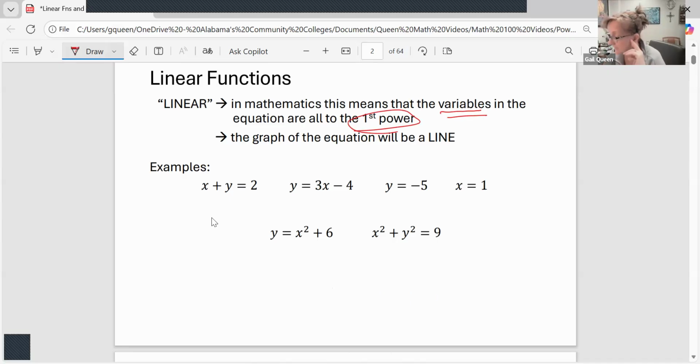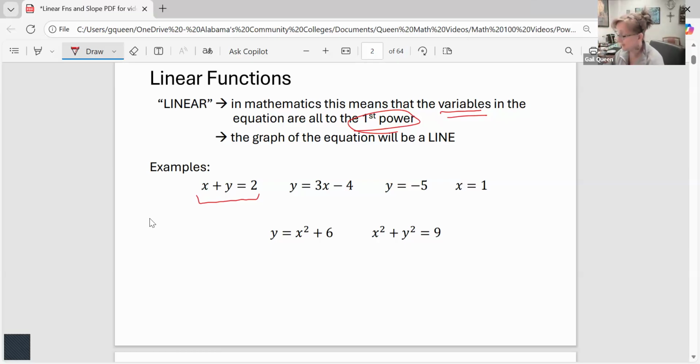So if we start looking at these examples I have on the screen, you've got the first example here, x plus y equals 2. Notice how x is to the first power and y is to the first power, because both of the variables in the equation are to the first power. We know this is a linear equation, and when I graph it, I'm going to get a straight line. Similarly, we've got the second equation here, x and y are both again to the first power, so this is a linear equation.